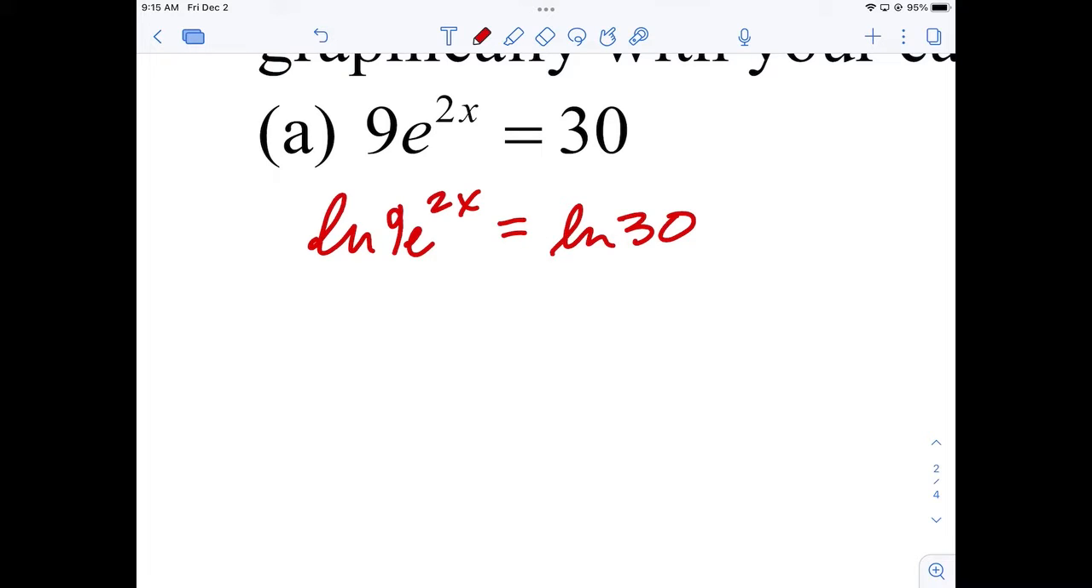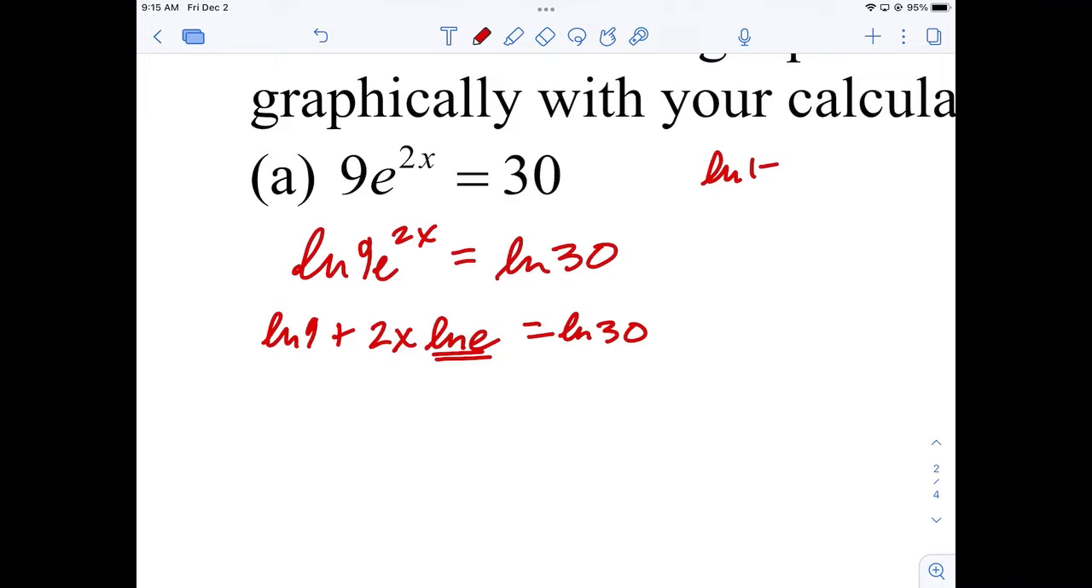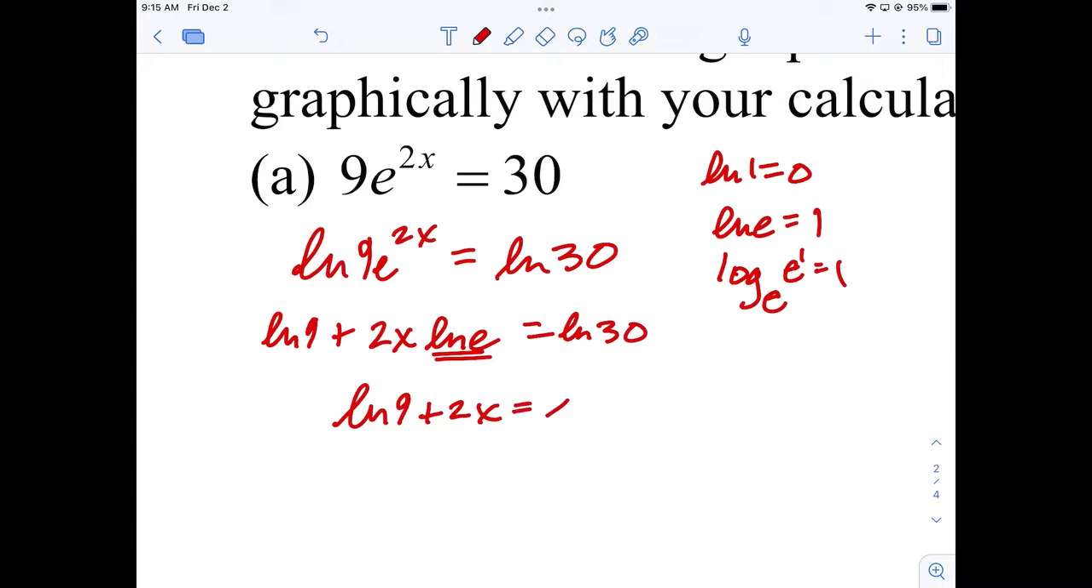Now, on the left side, I'm going to expand it out. I have a 9, so I'm using property 1, natural log of 9 plus 2x natural log of e. And that equals the natural log of 30. But hey, wait, what is the natural log of e? The natural log of 1 is 0. The natural log of e is 1. Right, because it's log base e of e to the first. So that's 1. So I get the natural log of 9 plus 2x equals the natural log of 30.